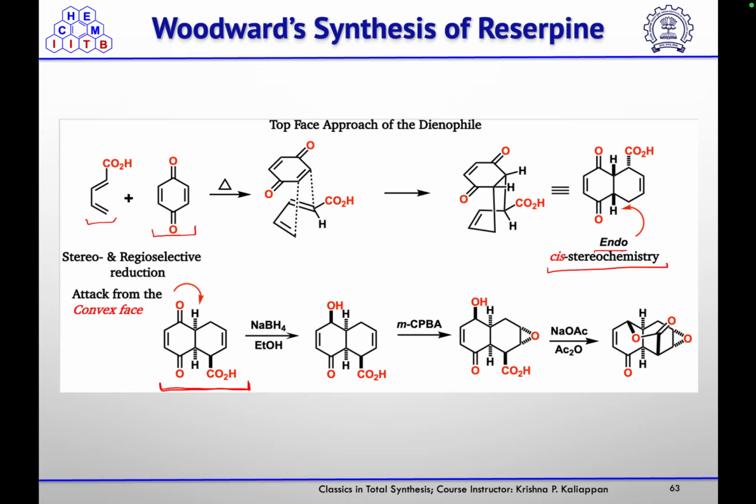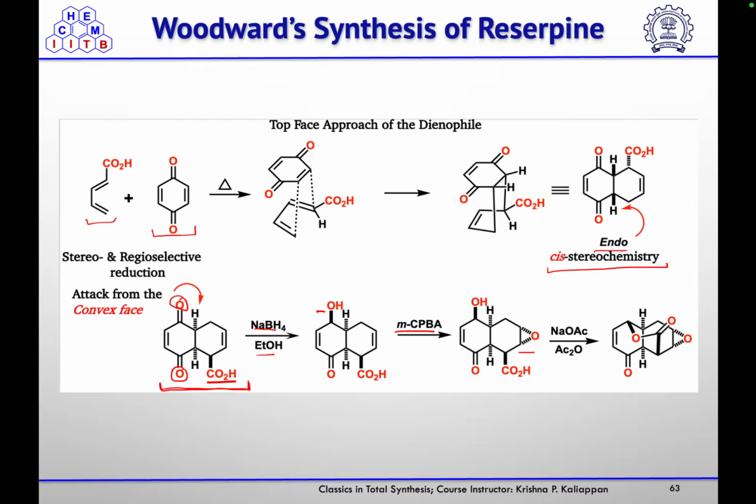Then this ketone was involved in hydrogen bonding with this acid. So this ketone is free, which they reduced using sodium borohydride and ethanol to get the corresponding allylic alcohol. And then they are using MCPBA. So one is an electron deficient double bond and another is a free isolated double bond. So that isolated double bond will undergo epoxidation using MCPBA to get the corresponding epoxide.